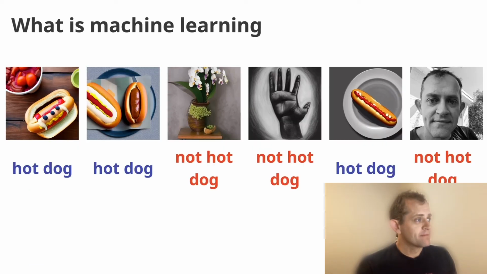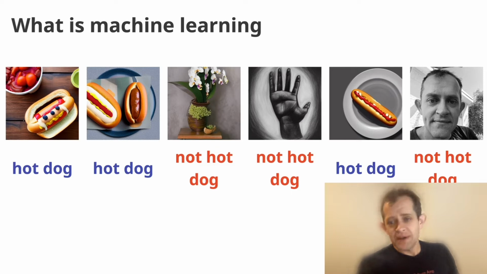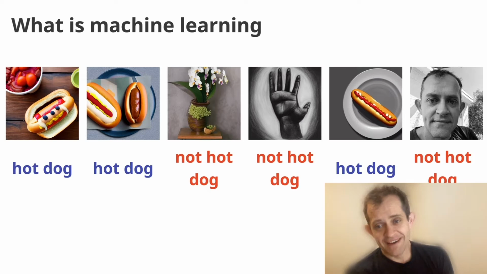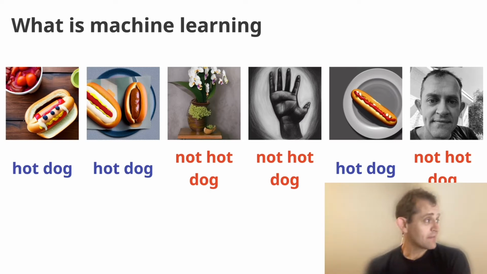So, machine learning. What is machine learning? I think a lot of people have a better idea now than they did a few years ago. But just to make it explicitly clear, I'll talk about it by example. The classic example being, of course, the hot dog or not hot dog identifier from the TV show Silicon Valley.